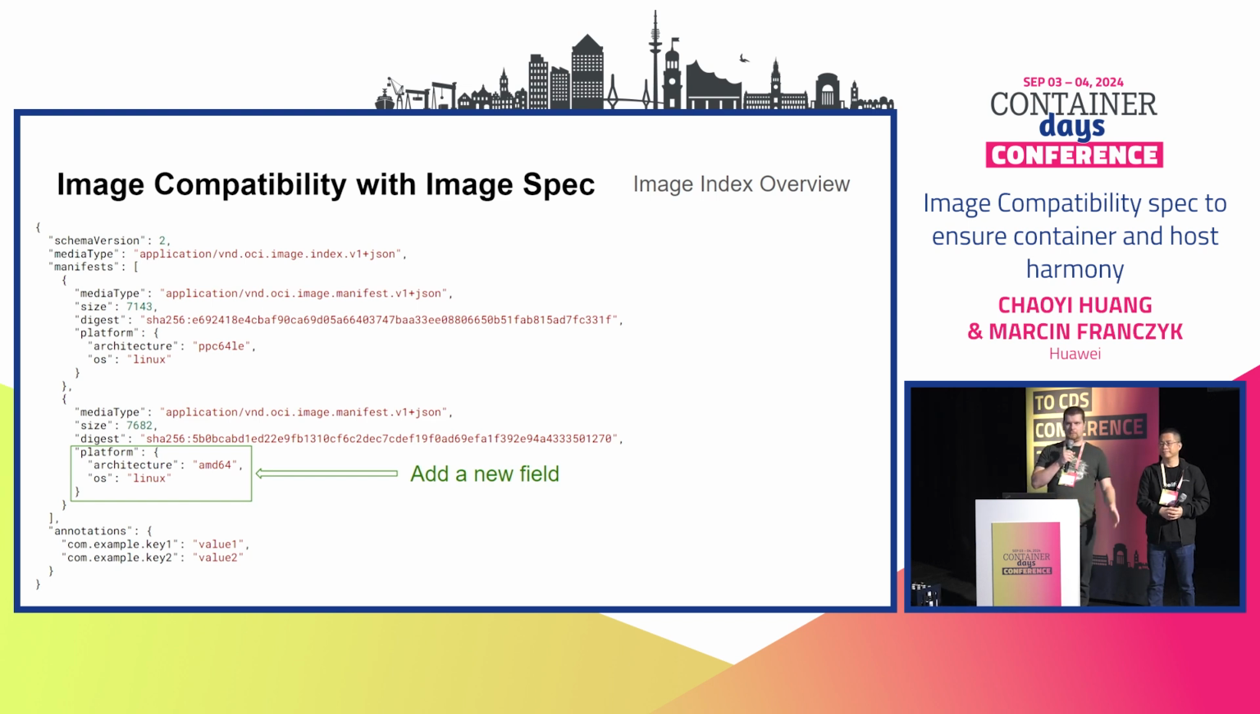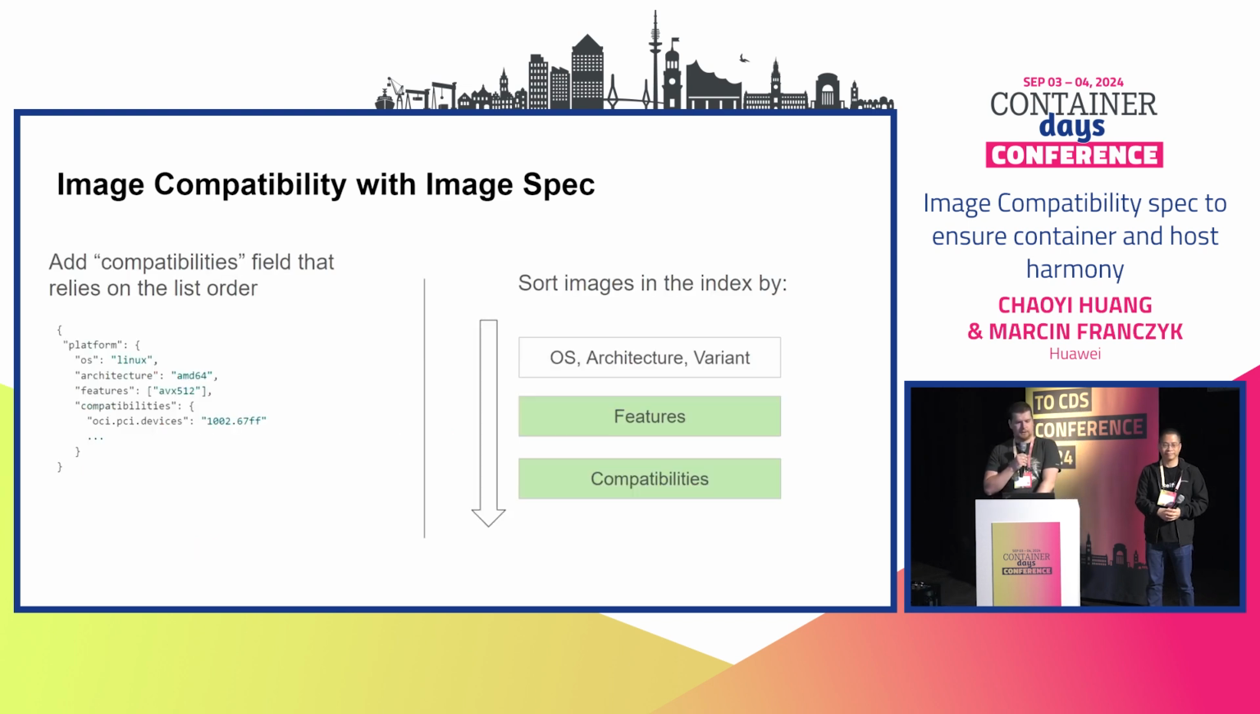And they compare what they have on the node with what's on the image index. Based on that, they pick the most fitting image. But what's interesting here is when you have a list of manifests in the index, usually the first image that fits will be pulled and the algorithm will stop checking the others. So in order to provide more details, we thought to introduce platform compatibilities and use platform features that have been in the spec for some time and never basically been used.